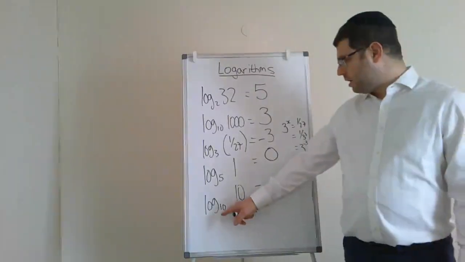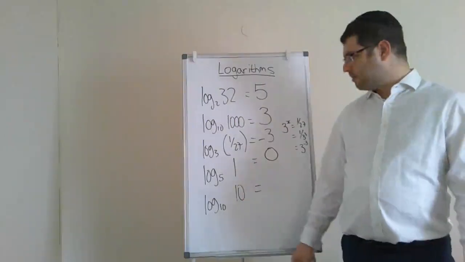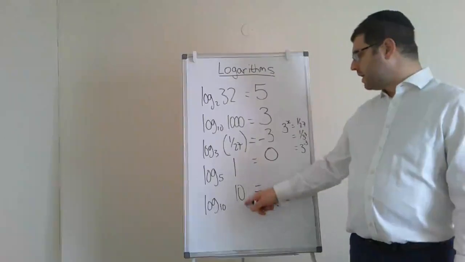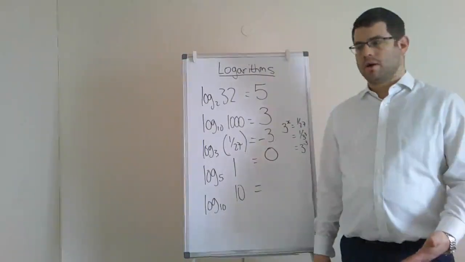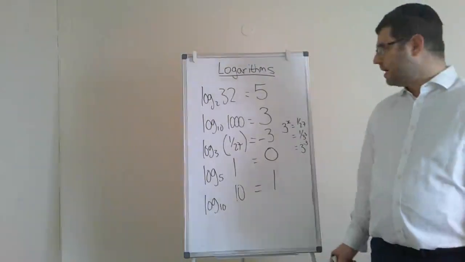And this one here, log base 10 of 10. Right, the base and the result could be the same. What does this really ask? 10 to the power of what is 10? In other words, a number to what power is itself? Well, that's got to be 1, hasn't it? 10 to the power of 1 is 10.